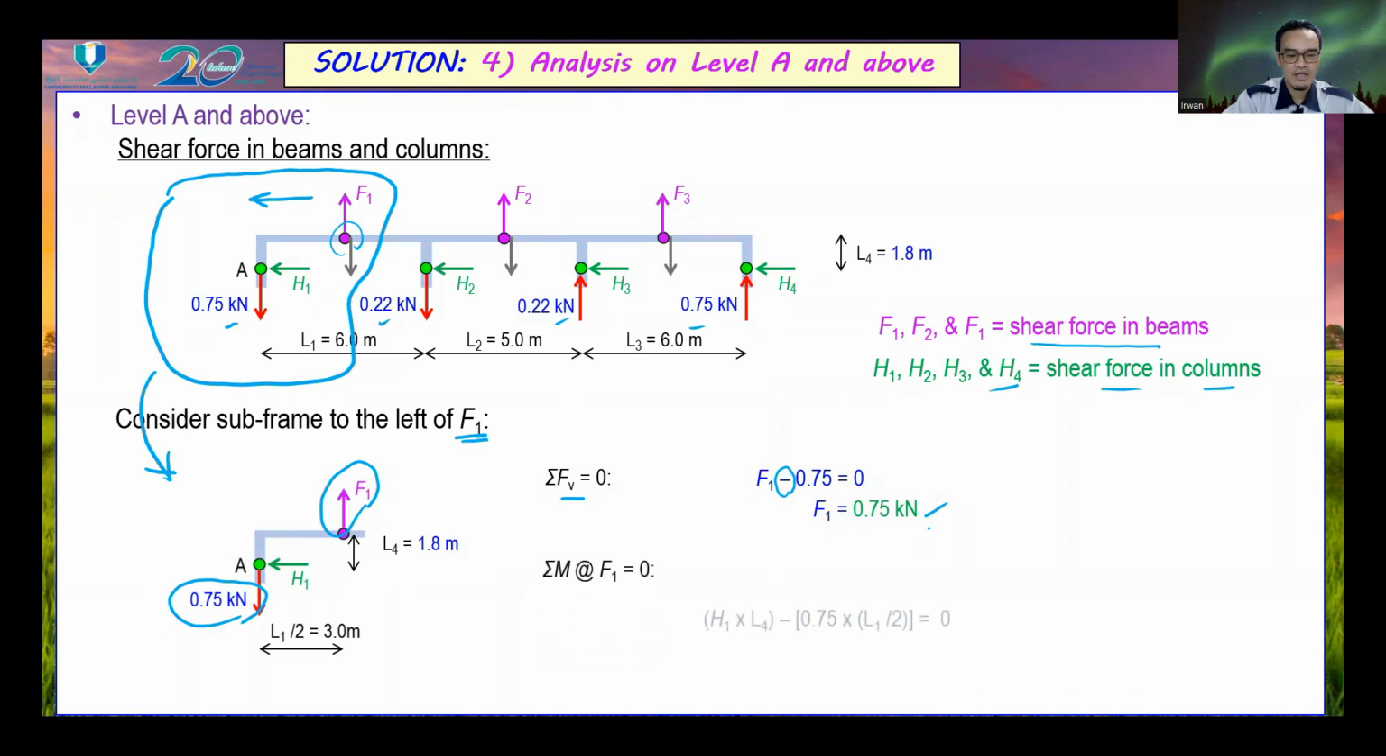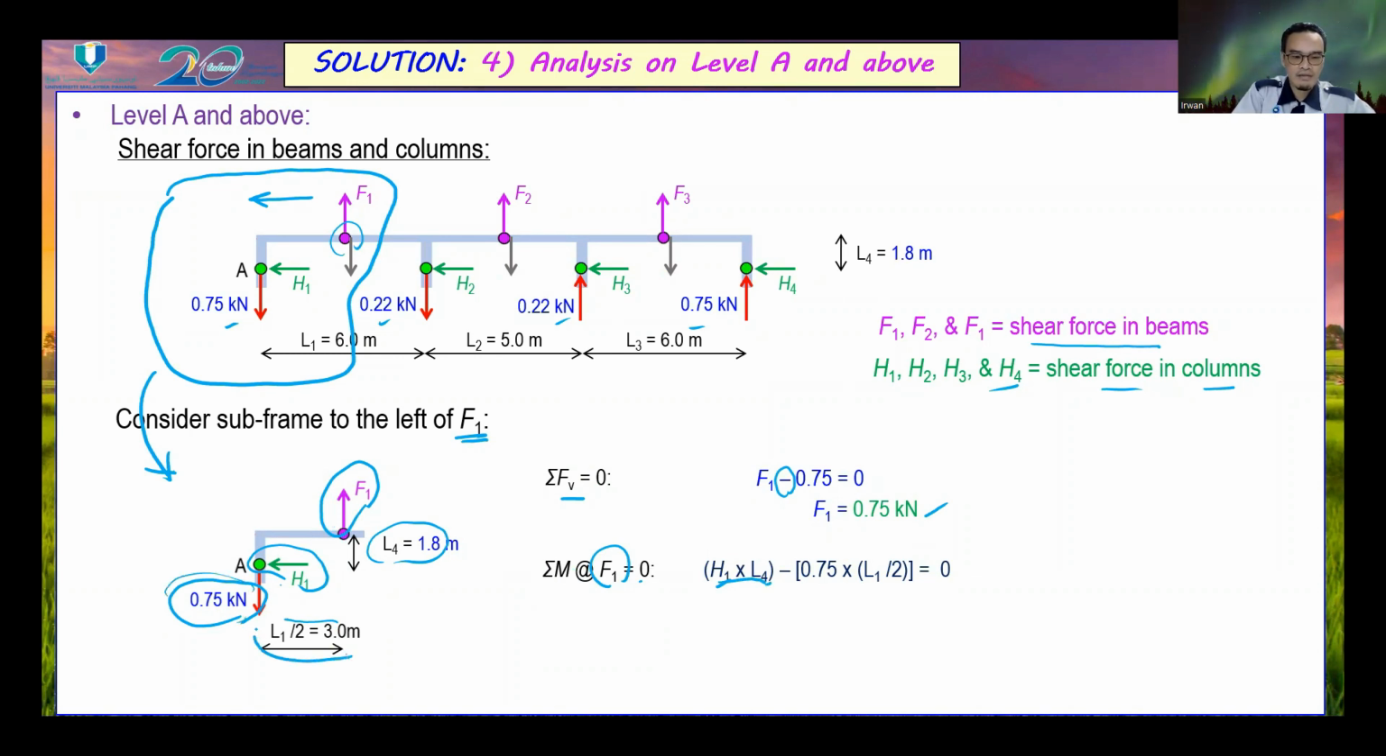And next, the H1. We can obtain the value of H1 by considering the moment at F1 equal to 0. So we work with the forces and the distances. This is H1. H1 multiplied by L4, and then 0.75 times L1 over 2. It must be 0. So H1 is equal to 1.25 kilonewton.